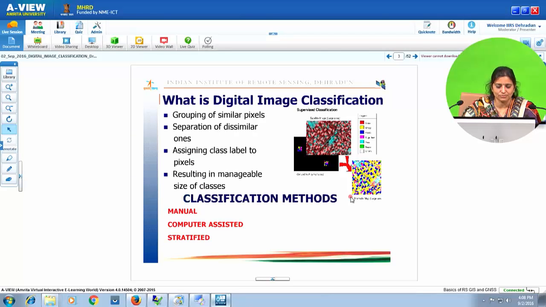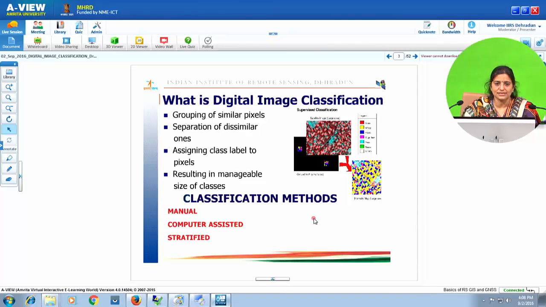The classification method or the image interpretation method, or what we can say how to extract the features from the image, can be either manual, computer assisted, or stratified also. The manual methods you have already been told about use visual image interpretation techniques. They use all the elements of visual image interpretation: tone, texture, shape, size, all these 9 elements which were discussed in visual image interpretation are used in the manual classification method.